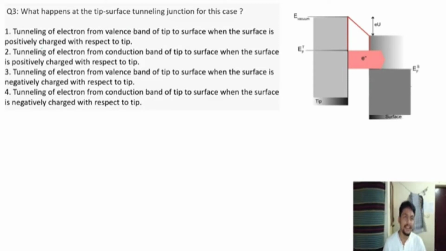Tunneling of electron from valence band of tip to surface when the surface is positively charged with respect to tip. Okay. So they are asking actually the direction of electron. They just want to ask what is the direction of electron, whether it is from valence band to conduction band of something or not. That is the question mainly. So tunneling of electron from valence band of tip to surface when the surface is positively charged with respect to tip. Now tunneling of electron from conduction band of tip to surface when the surface is positively charged. This is from valence band, this is from conduction band.